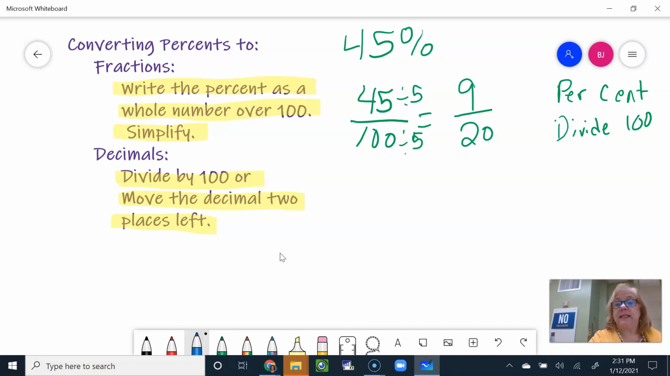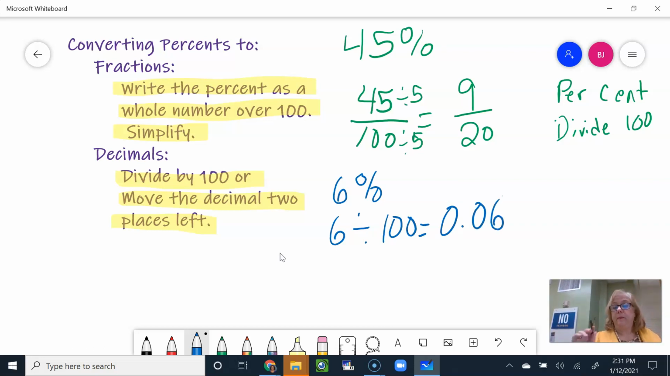So if our number is 6%, we can take 6 divided by 100, and that would give you 0.06. Or you could say 6 and move the decimal place 2 places to the left. Remember, every whole number has a decimal at the end of it. So that would be 1, 2. That's where our decimal place would go. And in this empty place, we would put a 0. So you would write this as 0.06.